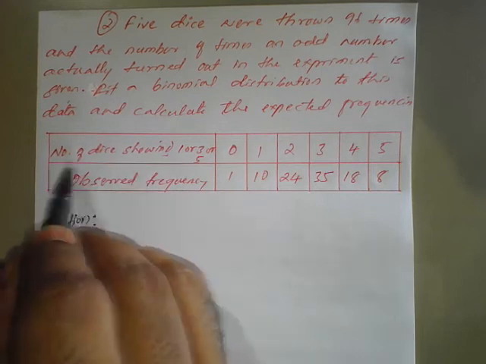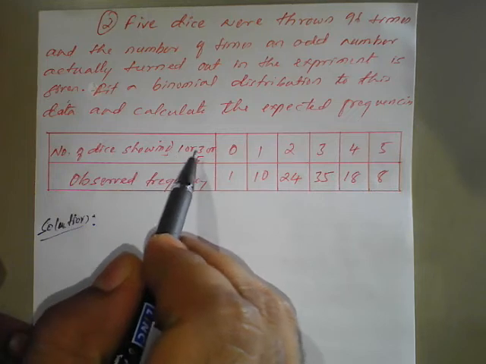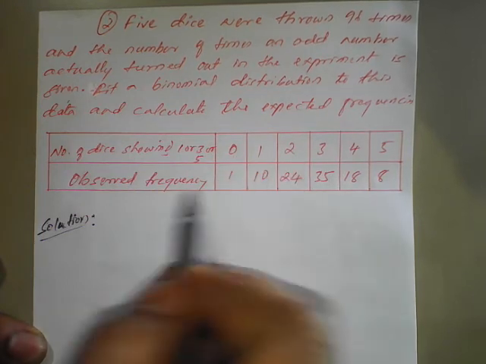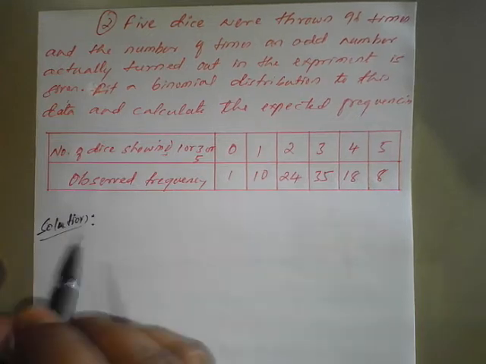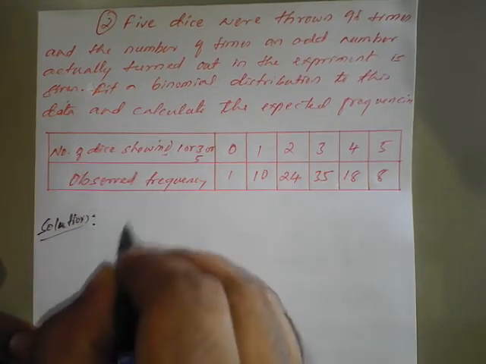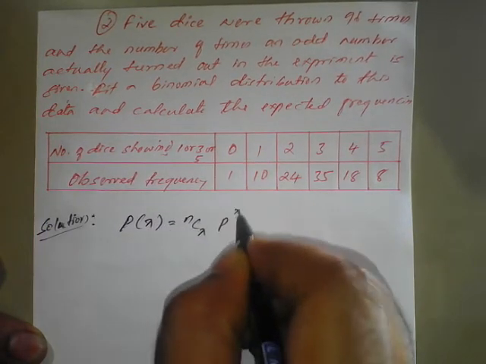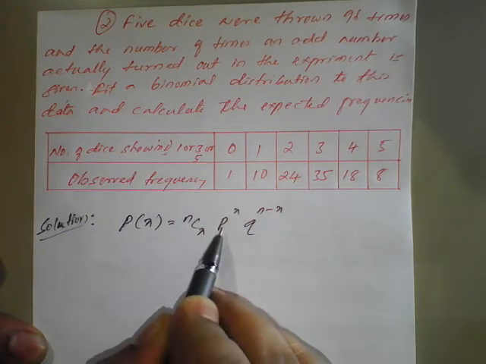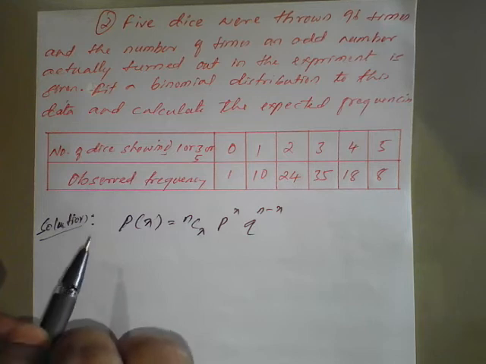Here they have given the table. When you throw 5 dice, we may get 1, 3 or 5, and these are the expected outcomes for the given number of dice with respect to their frequencies. First we need to find the probability. In binomial distribution, p of x is nCx, p raised to x, q raised to n minus x. So we need to find the values of n, p, q first, then the values of x, and simplify.